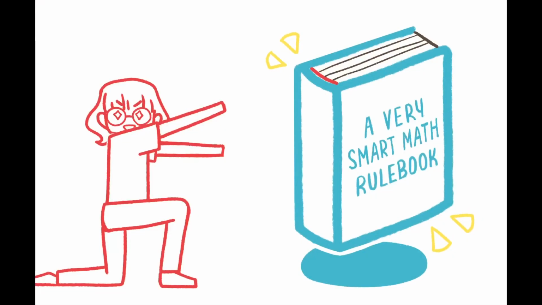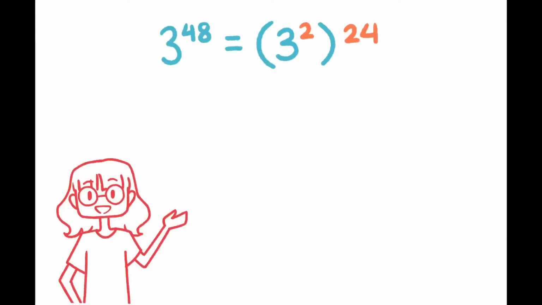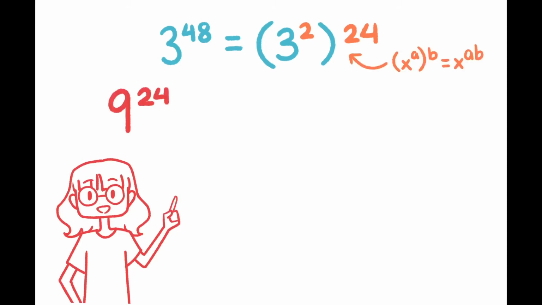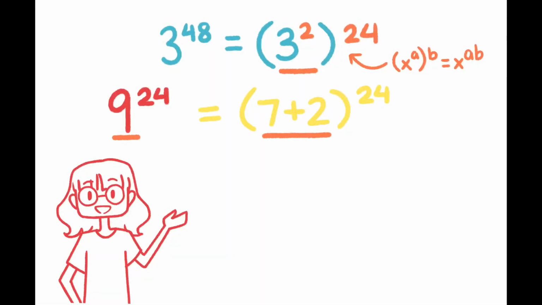Remember your exponent rules? We all know that 3 to the power of 48 equals 3 squared to the power of 24, or 9 to the power of 24. We can now rewrite this as (7 plus 2) to the power of 24.